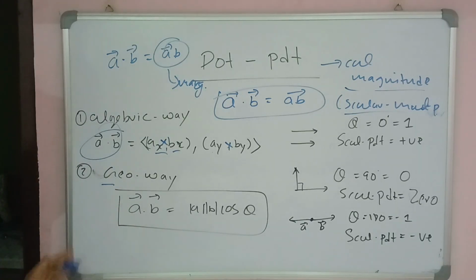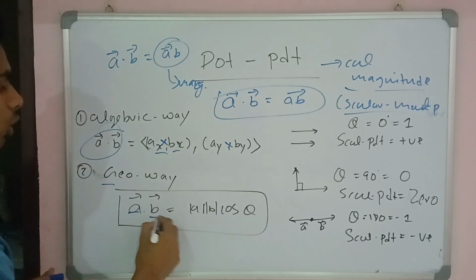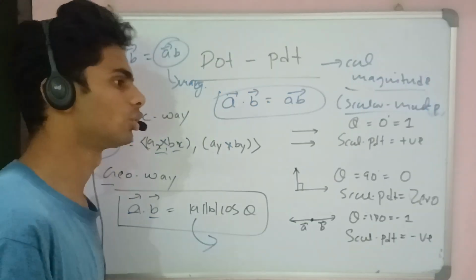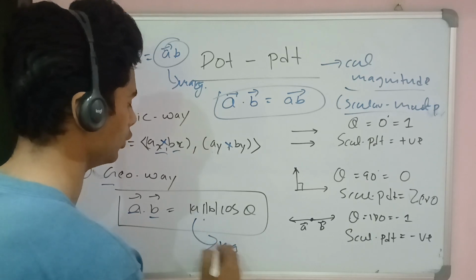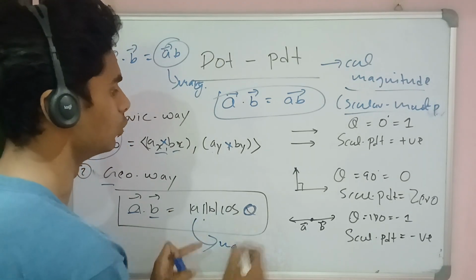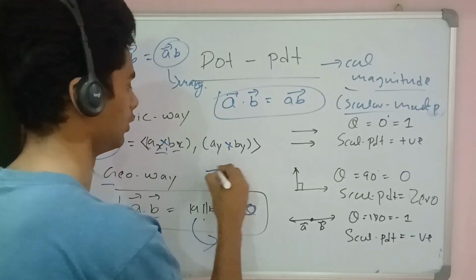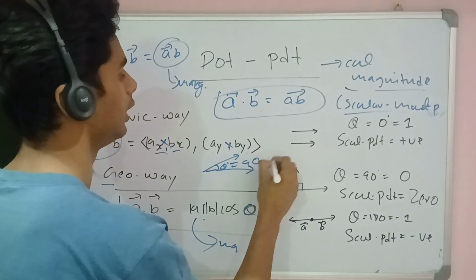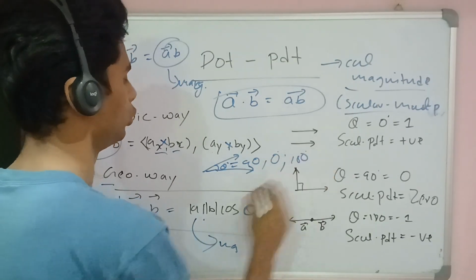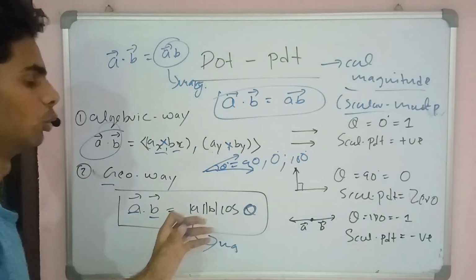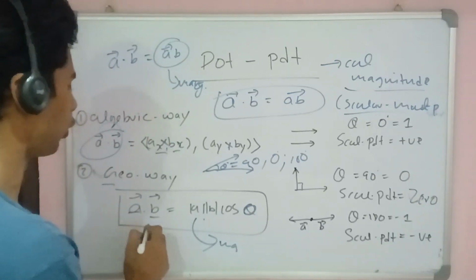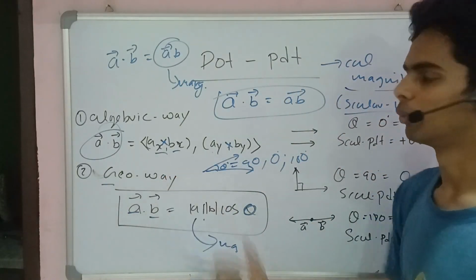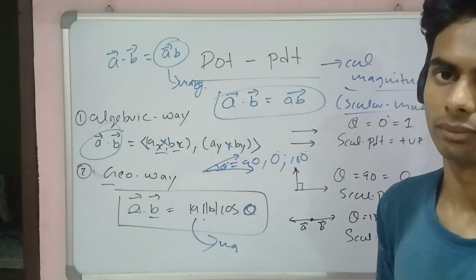The second one is the geometrical way, a dot b. I'm not going to derive this concept here: a dot b equals ab cos theta. Here a and b are the magnitudes; you multiply both magnitudes and include the value of cos theta. Now suppose two vectors are arranged like this with an angle theta between them, and theta is 90, 0, 180, or anything else. You can put that value in and get the product of both. This formula is based on the geometrical way. So either way it is possible to find the scalar product, the dot product, of both vectors.